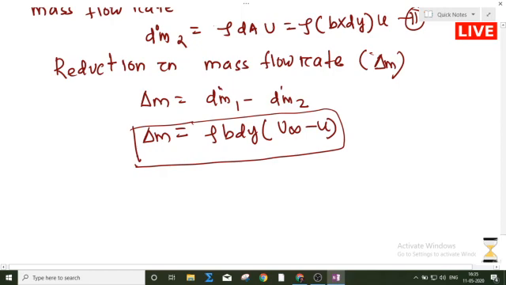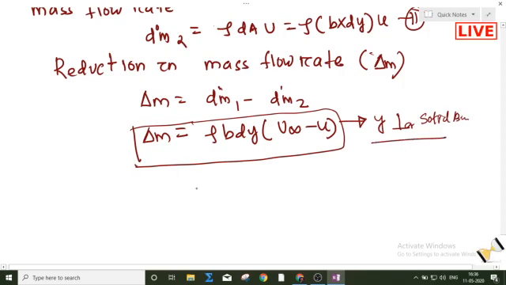This is the reduction in mass flow rate at what distance? At y distance from the solid boundary. Now we have to find out the entire reduction in mass flow rate throughout this boundary layer thickness. So what do you have to do? You have to do the integration.